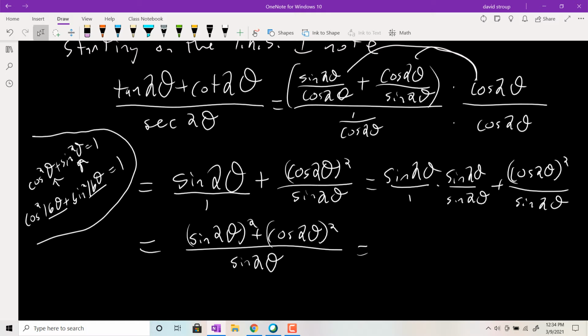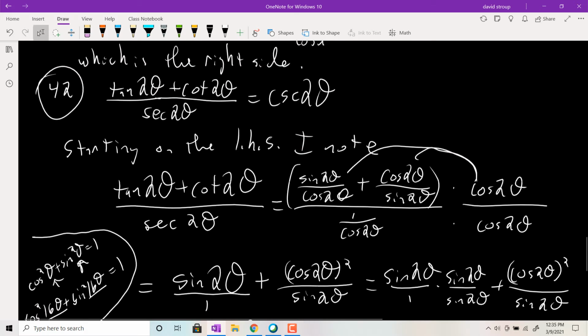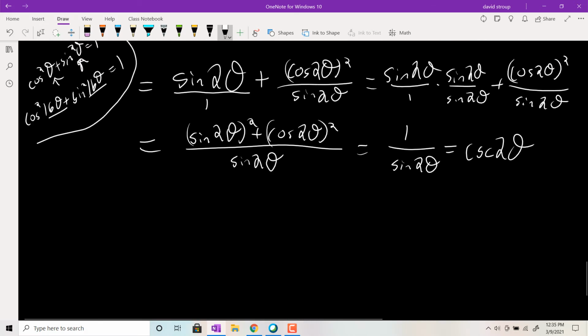All right, so in the numerator we'll have 1, and the denominator sine of 2 theta. And then the reciprocal identity means that that's cosecant of 2 theta. And if you look back above, oh yeah, that's where I wanted to end up. So that, which is the right-hand side, is what I wanted to show. Okay, so I'm done. Okay, great.